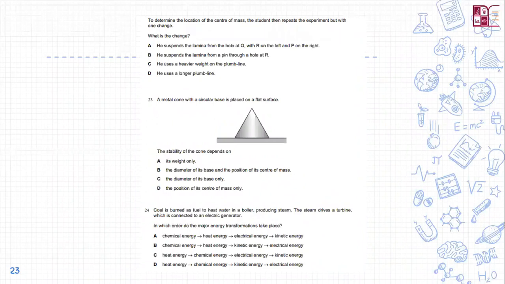Moving on to the next, to determine the location of the center of the mass, the student then repeats the experiment but with one change. What is the change? Alright, so the question is not complete. Here we move on to the next one.